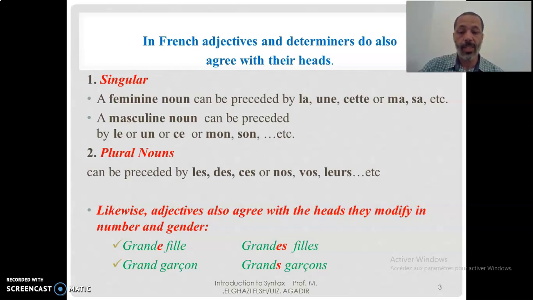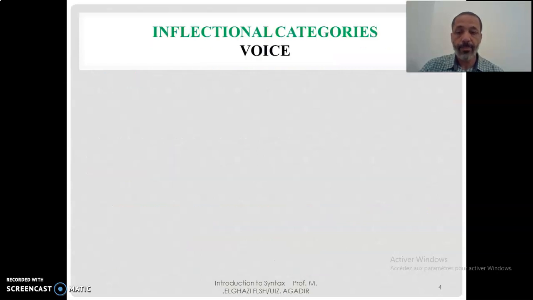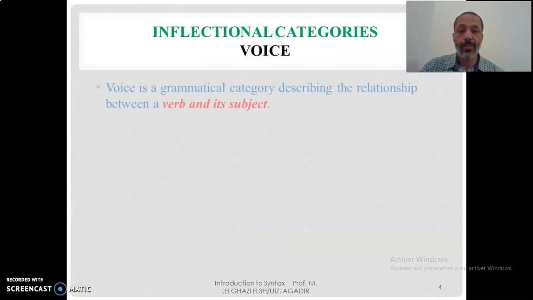Likewise, adjectives in French also agree with the heads they modify in number and gender. So we say in French, un grand garçon, une grande fille. The adjective agrees with the head noun fille. We can say also des grands garçons as a plural, and in the feminine, we say des grandes filles, with ES at the end, because fille is also plural and it's feminine.